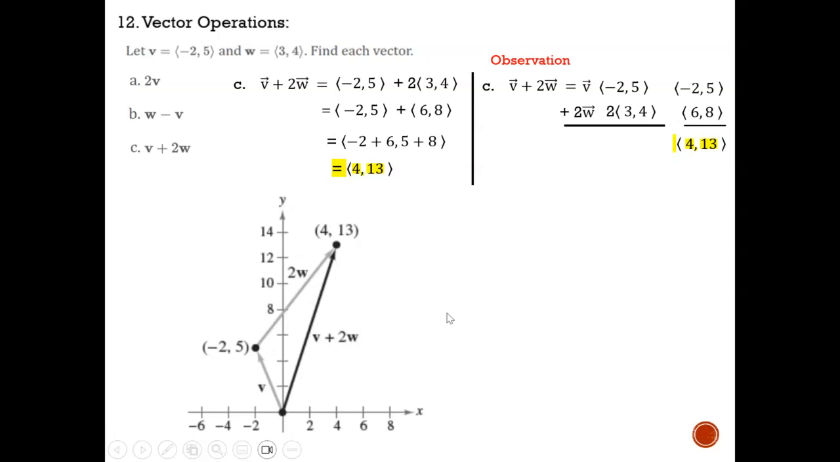Now here's your graph. You started with vector V, which is negative 2, 5, so we go from the origin to negative 2, 5. Then 2 times vector 3, 4 gives us vector 6, 8, which means I'm going to go up 8 and 6 to the right, like the rise and the run. That's how you would do it, and then you draw the line from this point to where it ended. This would be my answer. Okay, that's how you draw them.